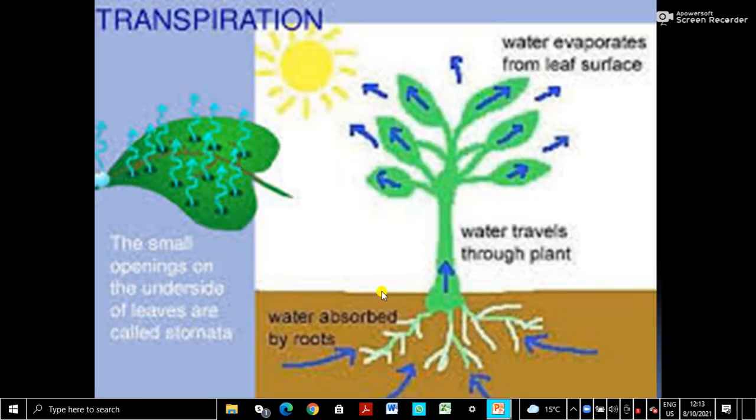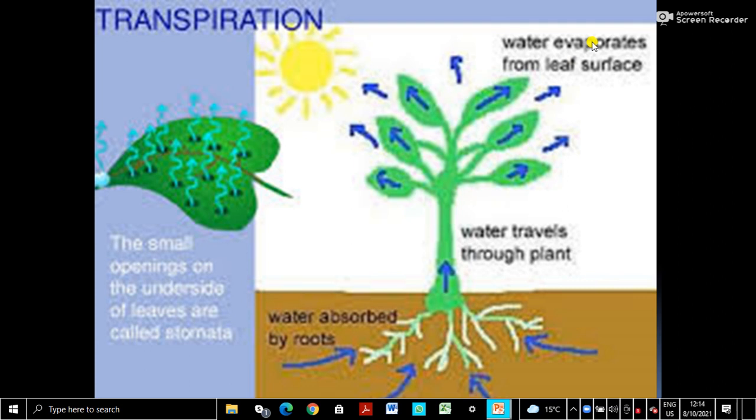Now let us move to transpiration. You already know this diagram. See, from the leaves water escapes in the form of water vapor. At high temperature more water escapes, and at low temperature less water. So water evaporates from the leaf surface in the form of water vapor through the stomata. That is called transpiration, and transpiration pull keeps the water absorption continuous.